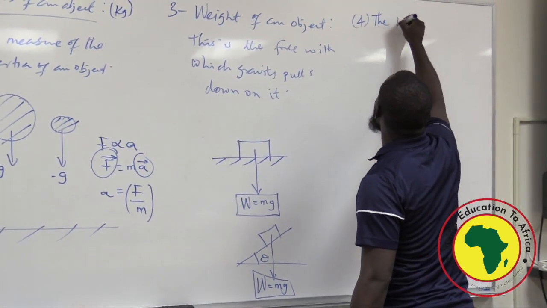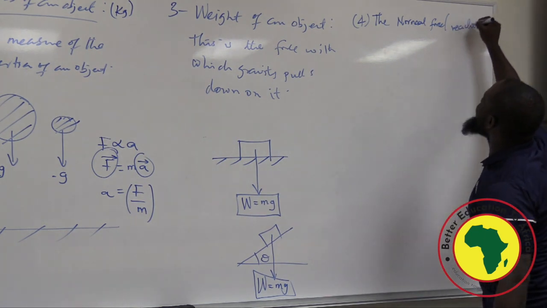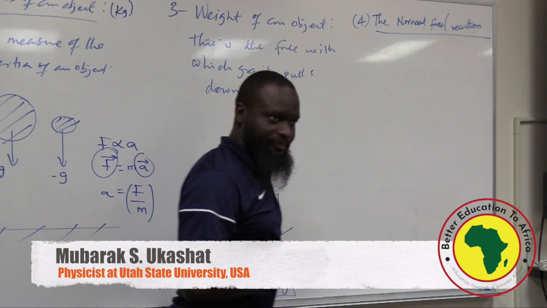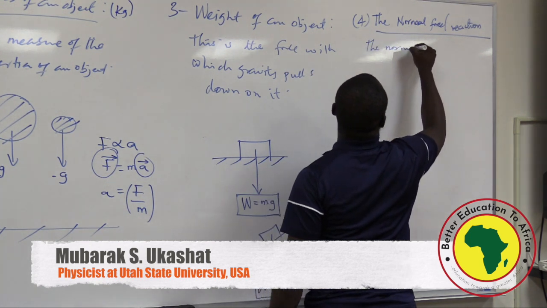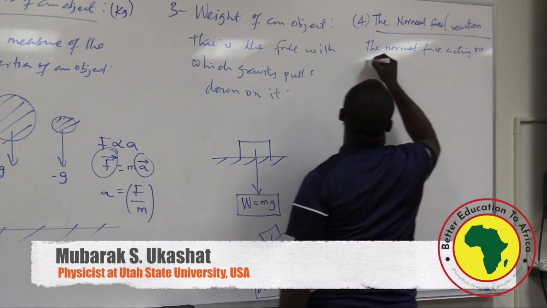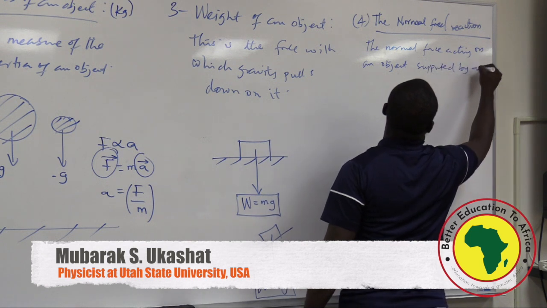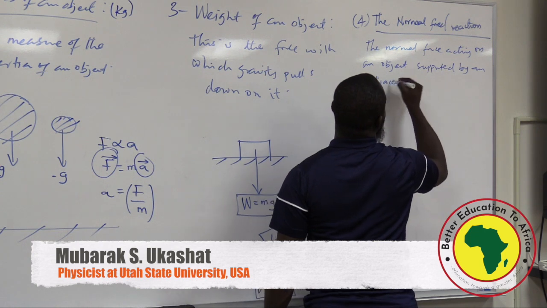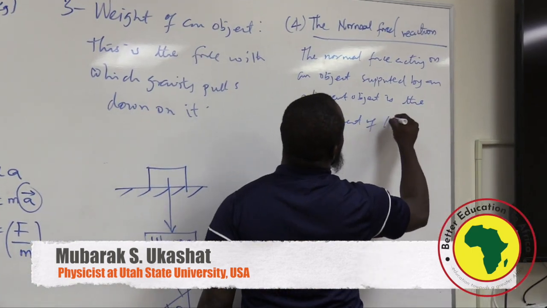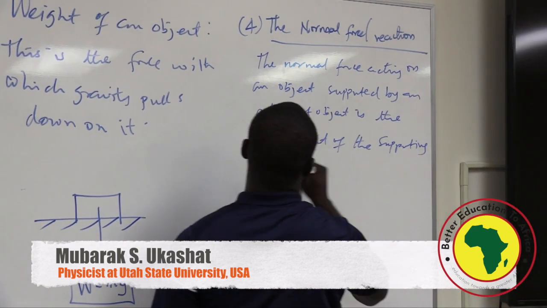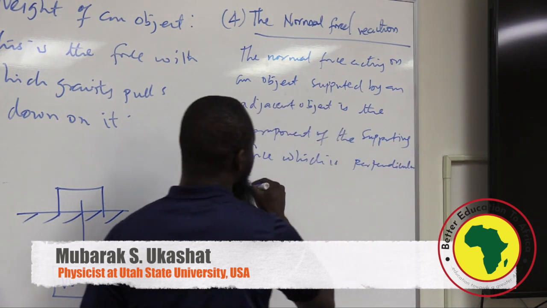What to call the normal force. The normal force is also known as the normal reaction. So the normal force acting on an object supported by an adjacent object is the component of the supporting force which is perpendicular to the surface being supported.